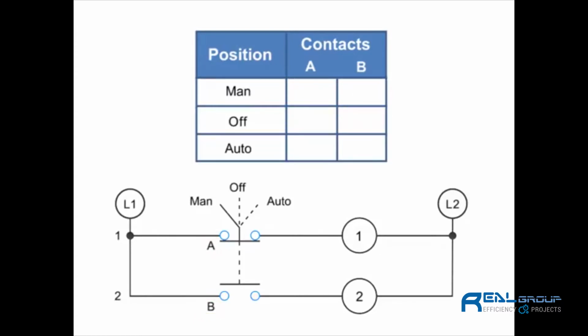In this illustration of a 3-position selector switch, a third row is added to the truth table. So we now have a manual position, an off position, and an automatic position.